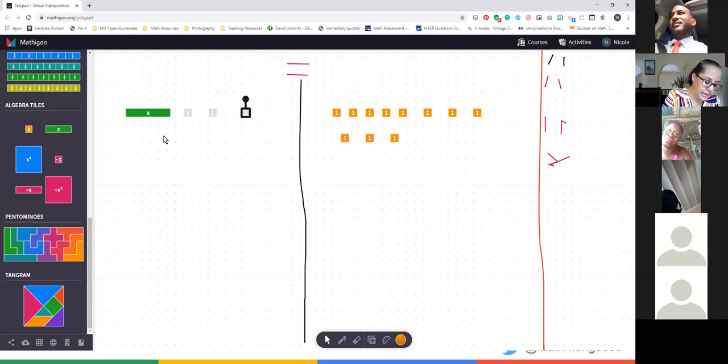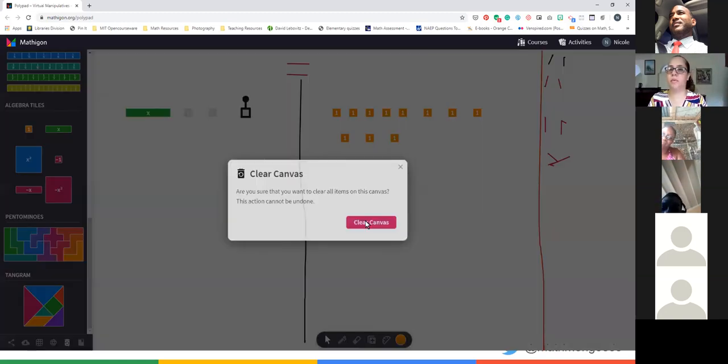5x is equal to 15. So that's the one we're working on now. Let me clear the canvas, and there we go.